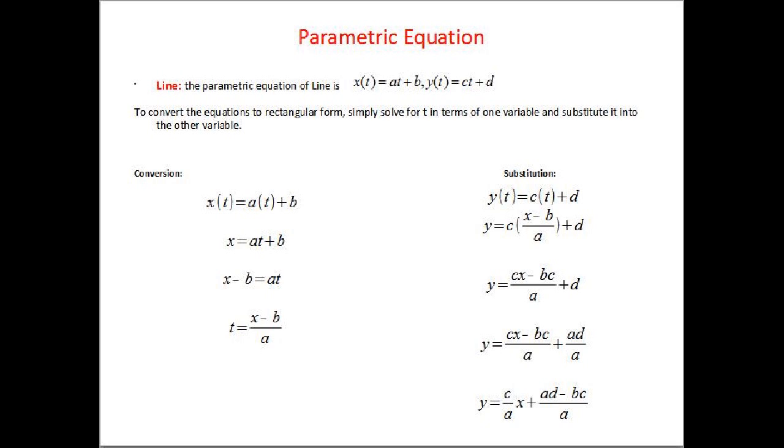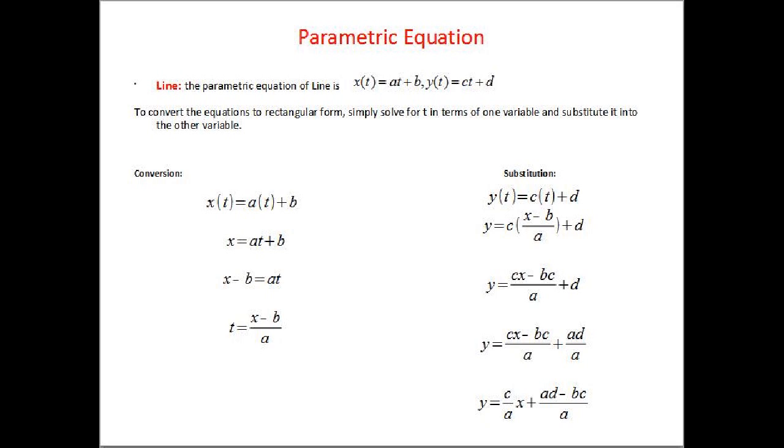Distribute c into the parentheses, and that gives us cx minus bc over a plus d. By multiplying d by a over a to give us a fraction that we can add into, we get cx minus bc over a plus ad over a. And that gives us cx minus bc plus ad, by rearranging the order of the fractions and isolating for the fraction containing x. That gives us c over a times x plus ad minus bc over a.